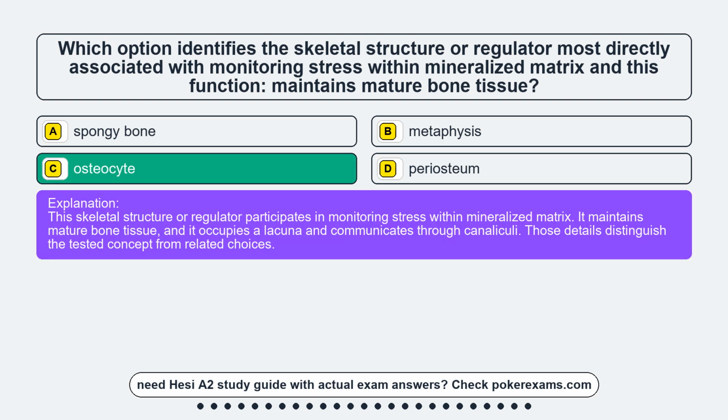This skeletal structure or regulator participates in monitoring stress within mineralized matrix. It maintains mature bone tissue, and it occupies a lacuna and communicates through canaliculi. Those details distinguish the tested concept from related choices.